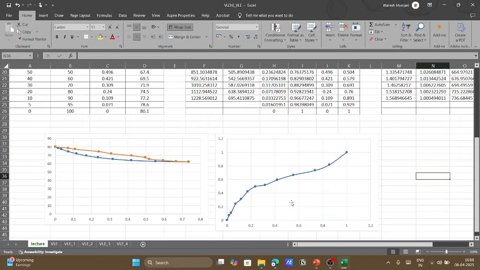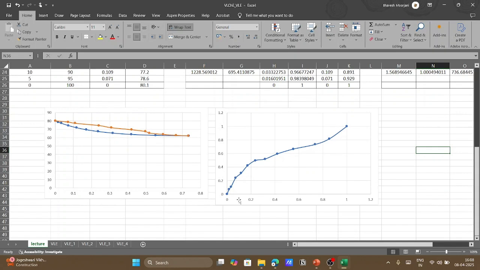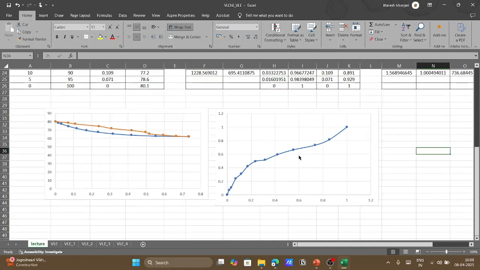Here the curve is not looking too smooth, but if you draw a y equal to x line, this is how it will go. You can see that at a lower mole fraction of A, A has a higher volatility, but at a higher mole fraction, it almost coincides with the y equal to x line. That means the separation of A and B will be much easier if we have a lower composition of A, and it will be difficult at a higher composition, because your y equal to x line is almost coinciding with your VLE data.